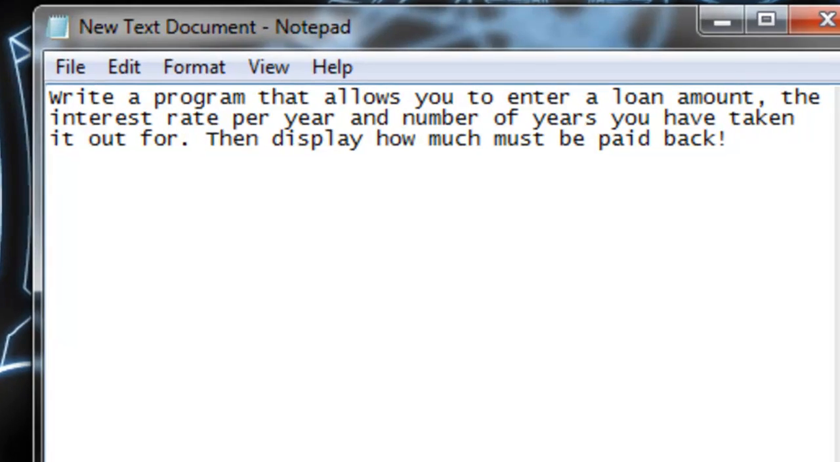So the question is, write a program that allows you to enter a loan amount, the interest rate per year, and number of years you have taken it out for. Then display how much must be paid back.